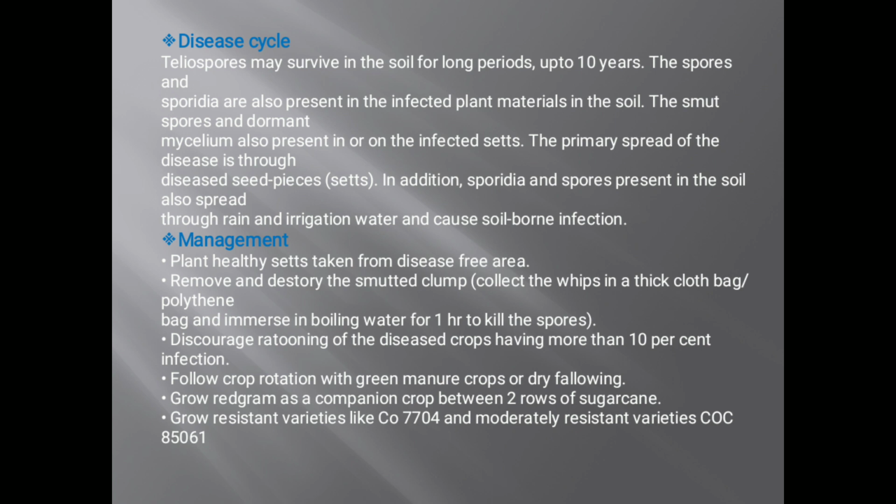Then grow red gram as a companion crop between two rows of sugarcane. Grow resistant varieties like Co 7704, and moderately resistant varieties like Co 86061.